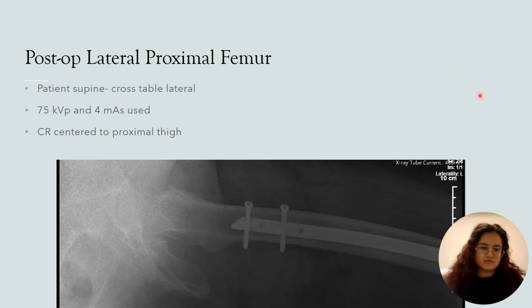For the post-op laterals, they were done cross-table because, again, this patient was fresh out of post-op and under general anesthesia, things like that. It's very hard to get a patient to move, and you wouldn't want to risk that, especially if they're just fresh out of post-op. This was done as a cross-table lateral, IR on the lateral side, shooting through the medial side. Technical factors used, 75 kVp with form mass, CR centered to the proximal thigh.